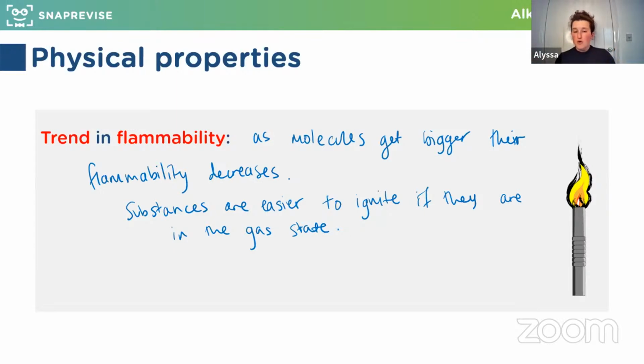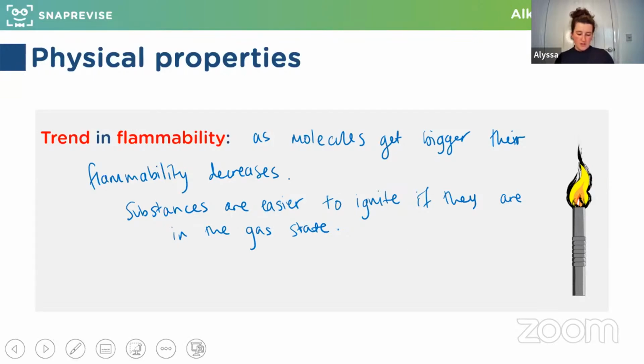So something like propane, we have propane tanks, which we use lots for cooking, heating homes, etc. We use propane because it is still flammable, but it's less flammable than methane.